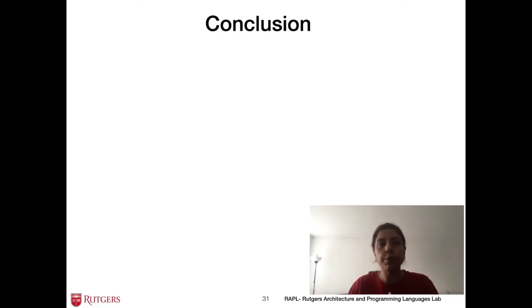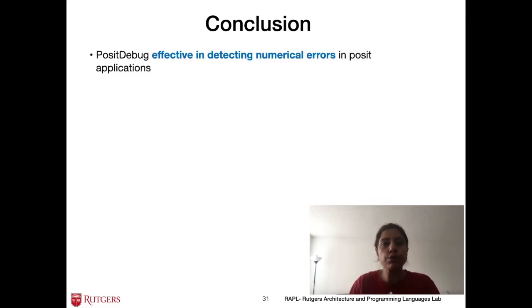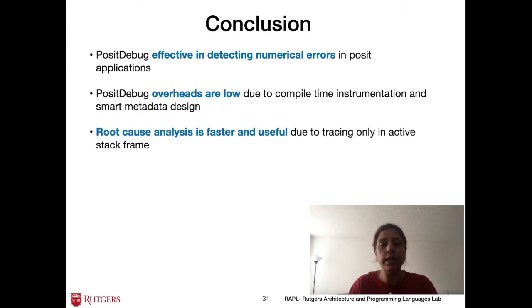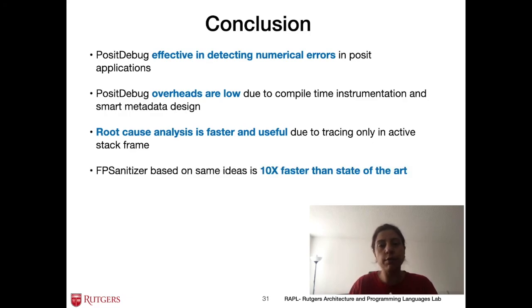To conclude, posits are a new attractive representation for reals which provide tapered accuracy. PositDebug enables you to find numerical errors and debug them in Posit applications. The key idea is to keep the metadata constant to the amount of memory usage of the program. It provides backtracing in the active set of functions to produce the DAG for root cause analysis. We have shown the same ideas are applicable for floating point, and we believe both of these tools can help developers to debug and detect numerical errors effectively.